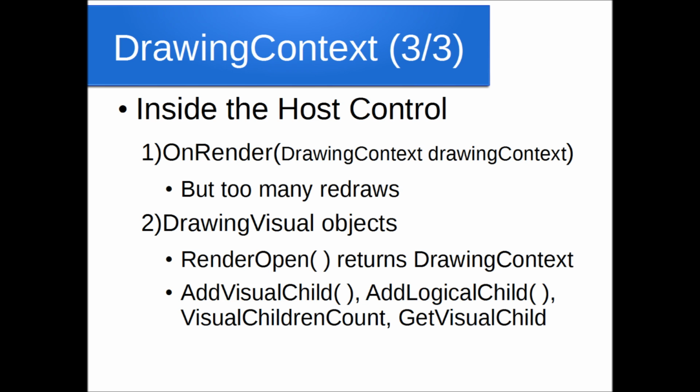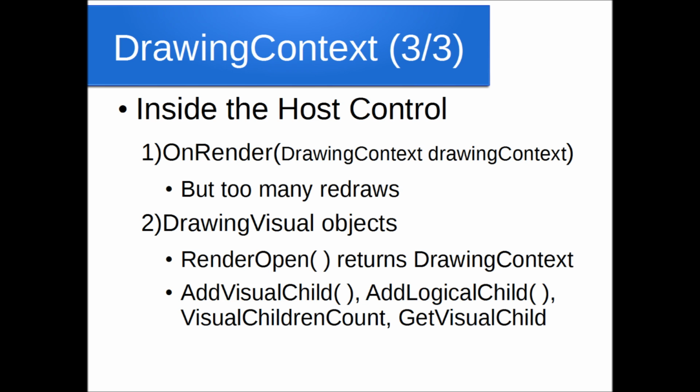So to minimize the number of redraws, there's a second approach. That's why I use the second approach in general. In the second approach, you create these drawing visual objects. Now each drawing visual object will have a render open function, and this render open function returns a drawing context object. So you get your drawing context object by calling the render open function of a drawing visual object.